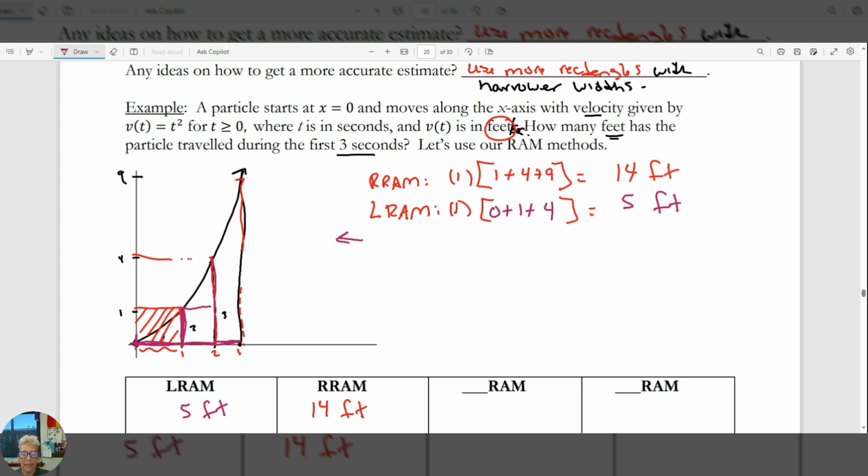Now, we've already seen our third rectangle approximation method. We did it in the last 2 videos, and that's our A RAM, our average RAM. We're averaging our over and underestimate, 14 plus 5 divided by 2. And our average estimate is 9.5 feet. So 9.5 feet is certainly a better estimate than the lower estimate of 5 or the upper of 14.